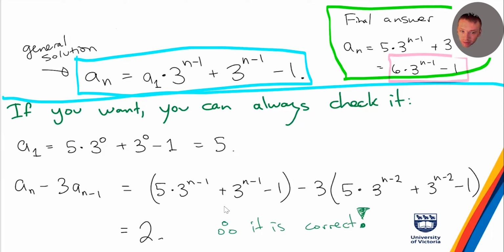So if you plug in n equals 1, you can check that it equals 5. And if you take an minus 3 an minus 1, you can check that it's always equal to 2. So our answer is correct. Any questions about that? So hopefully from these two examples, you're getting a feel for how you can do these telescoping sums.